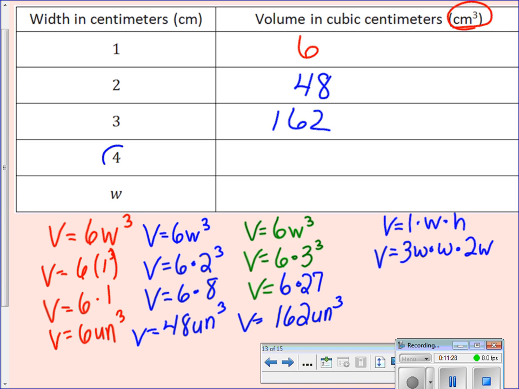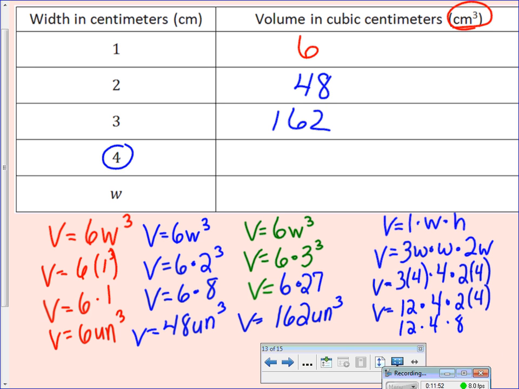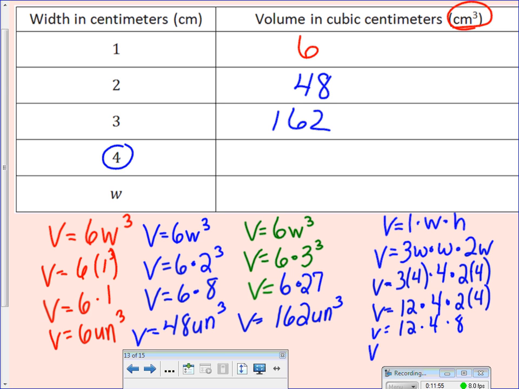My width is now 4. So I could replace it this way. 3 times 4 times 4, 2 times 4. So volume equals 12 times 4 times 2 times 4. 12 times 4 times 8. 48 times 8. And then volume equals 384 centimeters cubed. So you could solve that both ways.